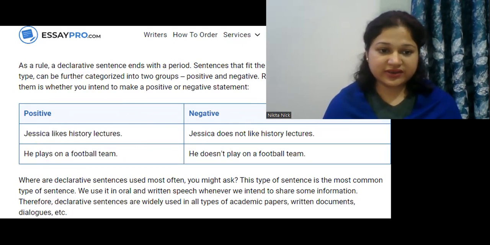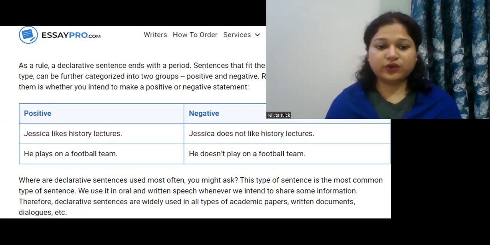Now, let's see what is written next. Where are declarative sentences used most often? You might ask. So where are declarative sentences used most often? It could be your question. This type of sentence is the most common type of sentence. We use it in oral and written speech whenever we intend to share some information. Therefore, these are widely used in all types of academic papers, written documents, and dialogues, etc. So, it is important to understand about declarative sentence. I hope you understood till here.